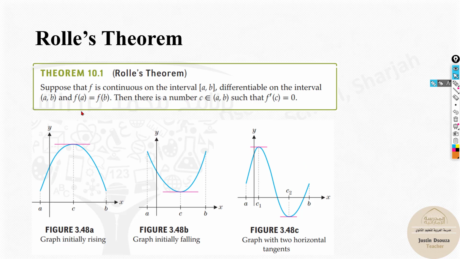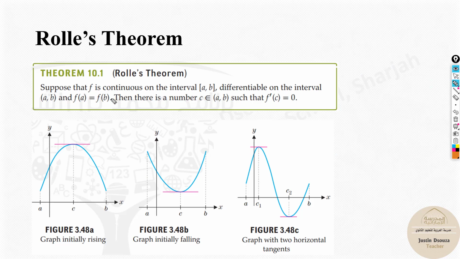Now, if these three conditions are met, see, this third condition is also important. The function at a and the function at b must be equal. Then somewhere we can see there will be a turning point. It really makes sense if you analyze it properly.